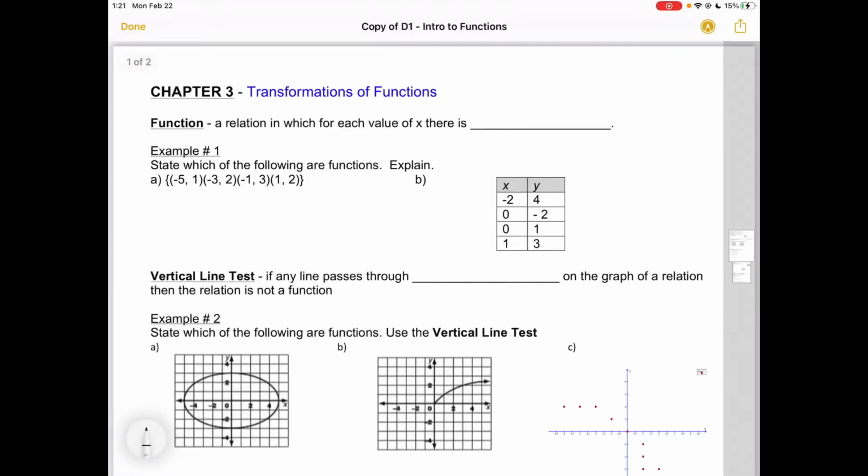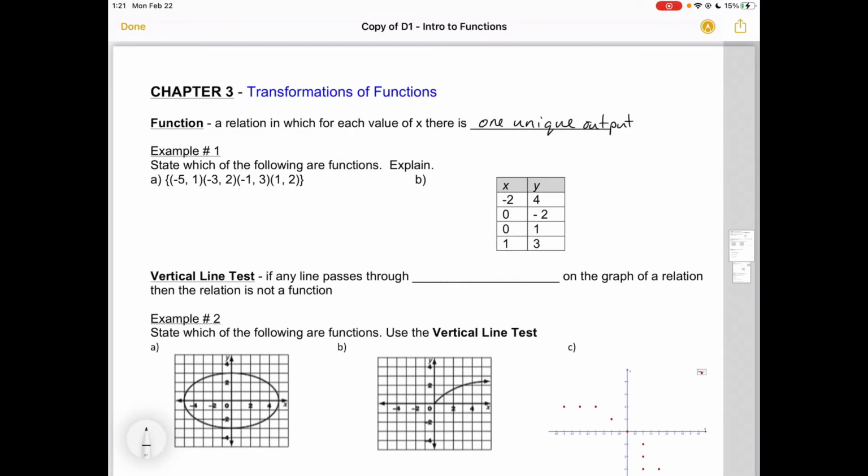This video goes over what a function actually is. A function is going to allow us to do all sorts of modeling and make predictions in different types of situations. So a function is a relation in which for each value of x, there is one unique output.